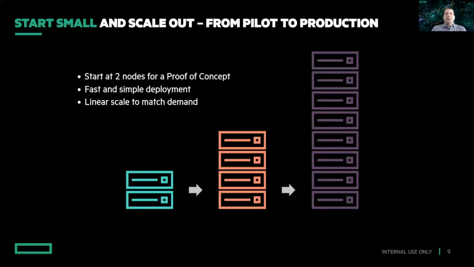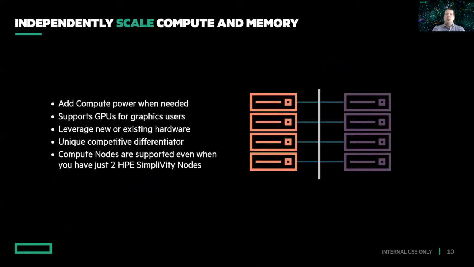Start small and scale out from pilot to production. Start with 2 nodes as a POC, simple fast deployment, and linear scale to match. Independently scale compute and memory. Add compute power when needed. We have support for GPUs for graphics users. Leverage new and existing hardware. And you can actually start with just 2 HPE Simplivity nodes.